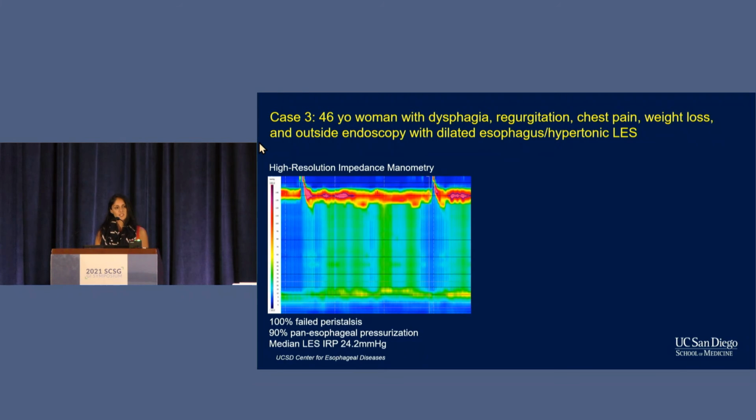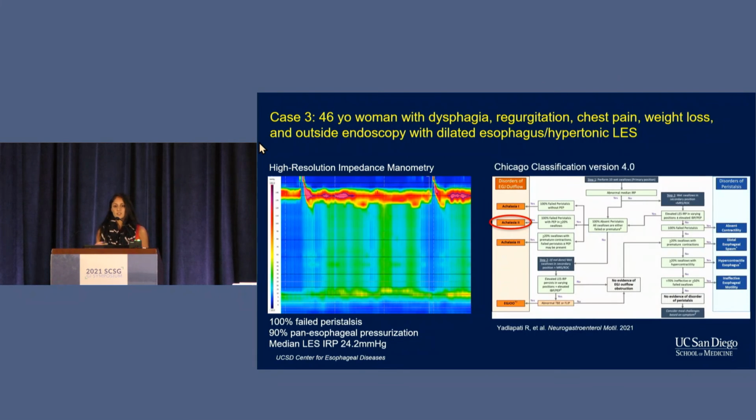She was referred to our center, and on manometry, you see that she has failed peristalsis, but certainly has pan-esophageal pressurization. The IRP, the LES relaxation pressures are elevated. So again, if we look at our Chicago classification, she meets criteria for type 2 achalasia. So we offered her the three first-line options, which are POEM, laparoscopic myotomy, and pneumatic dilation, and she was very interested in POEM.